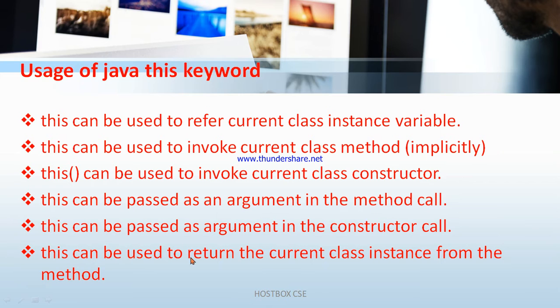Then the usage of the Java this keyword: it can be used to refer to the current class instance variable, it can be used to invoke the current class method implicitly, and it can be used to invoke the current class constructor. It can also be passed as an argument in a method call, and passed as an argument in a constructor call. At last, it can be used to return the current class instance from the method. So for these points I'm going to give some programs where you can understand clearly.